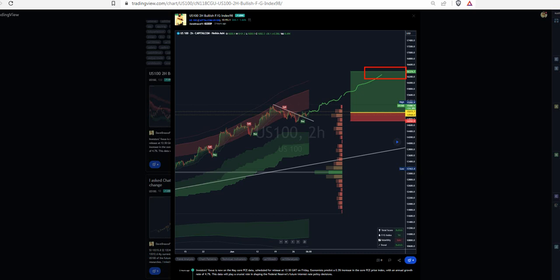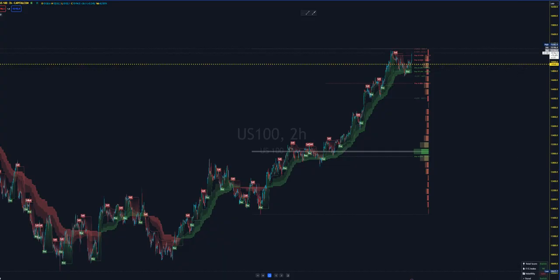On the other side, if we go back to the lower time, and this is maybe a useful tip if you are trading also in the lower time frame, always trade in the direction of the higher time frames.